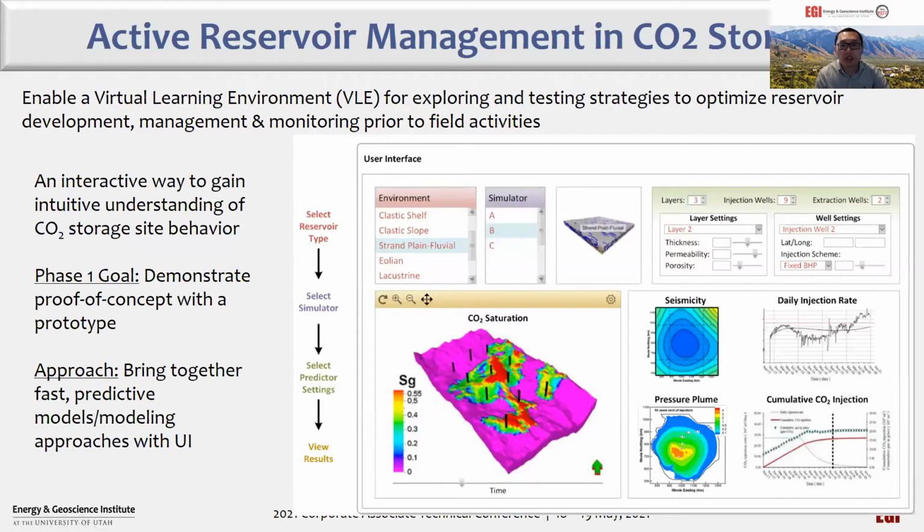So the goal of this project is to enable a virtual learning environment for exploring and testing strategies to optimize reservoir development, management, and monitoring prior to field activities. Similar to the real-time history matching project, this project also focuses on delivering a proof of concept by the end of phase 1. We are working on developing a platform with the interface shown here to allow users to gain intuitive understanding of CO2 storage at a user-defined site in an interactive way.